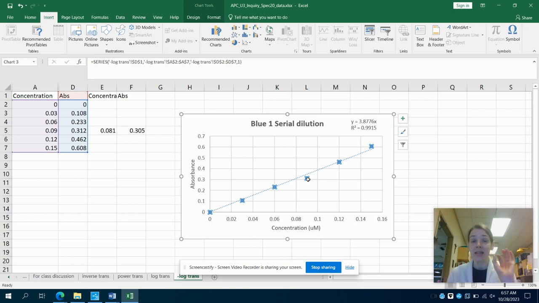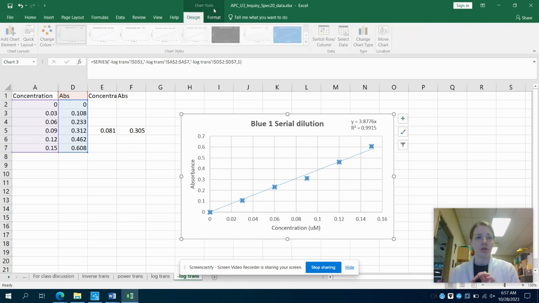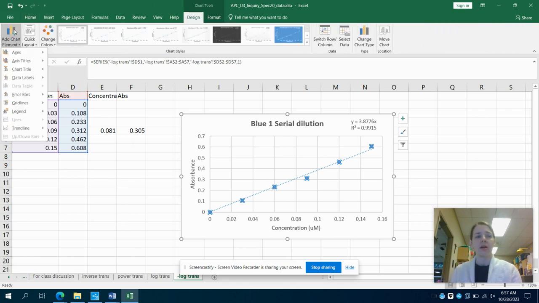Please remember that I need you to have your axes labeled and have units in them. So if you don't have that labeled, what you can do is you can go up to Chart Tools and you can say Add Chart Element, and it'll drop down a series of options. So you can say, what's my title? I want you to also have a chart title.